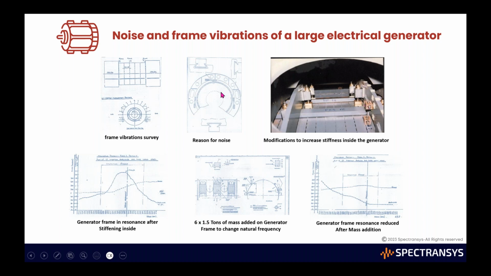Once this top modification was done, the noise level came down, but for the frame vibrations, you can see the bottom curve here, the peak. On the x-axis I have the speed of the generator, and on the y-axis the amplitude and phase of the vibration. You can see that at the operating speed, the maximum vibrations are there, and there is also considerable phase change. So now this framework is under resonance. They added 6 pieces of 1.5 tons mass, 3 on the left side and 3 on the right side, as you can see from the picture. That changed the stiffness, and in the extreme right bottom corner picture, the peak has now come down drastically towards the left side.